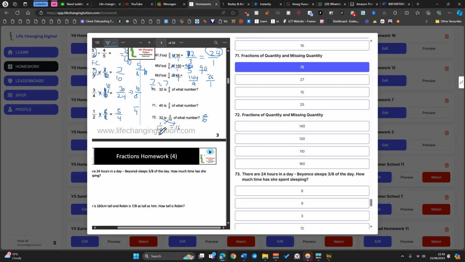So 1/10, the base fraction, is 16. Now we can just times that by 10, because if you look at the difference between 1/10 and 10/10, we just times that by 10, and that'll give us what the whole number is, 160. So the answer here is 160, and you can actually double check this, right?